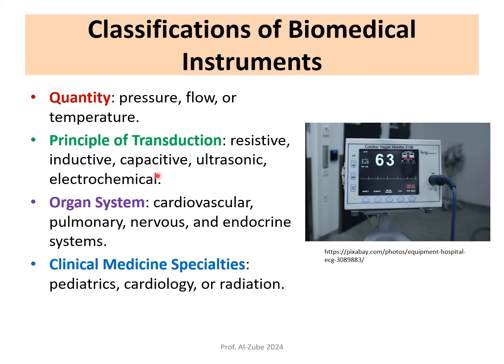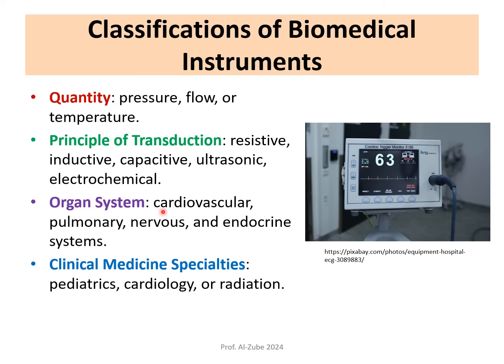For example, in a capacitor, we have two plates, and if you move one plate away from the other, the capacitance value and the voltage will change, and that can be a transducer. Or ultrasonic or electrochemical. So this is another way in which we can classify biomedical instruments. The first one was quantities, the second one was principle of transduction, and you can also categorize biomedical instruments by the organ system that this device or instrument is designed for.